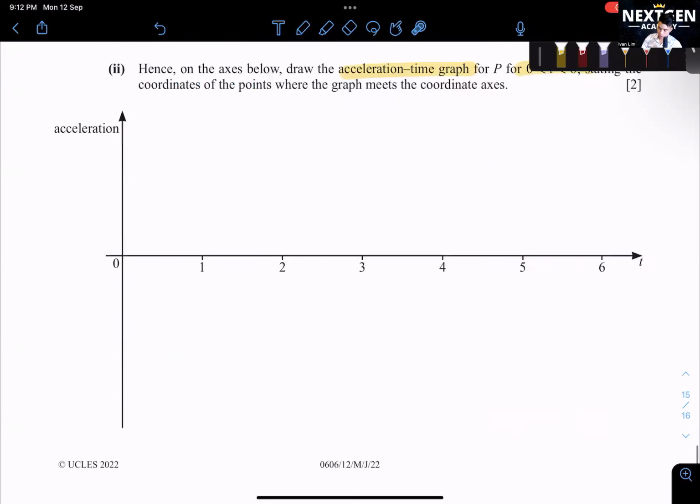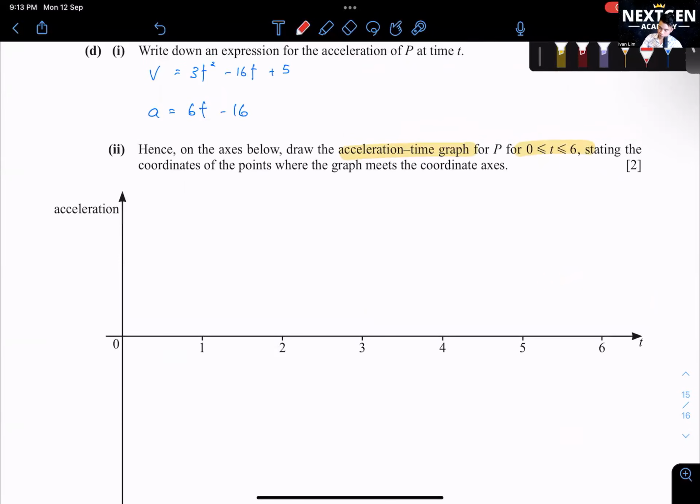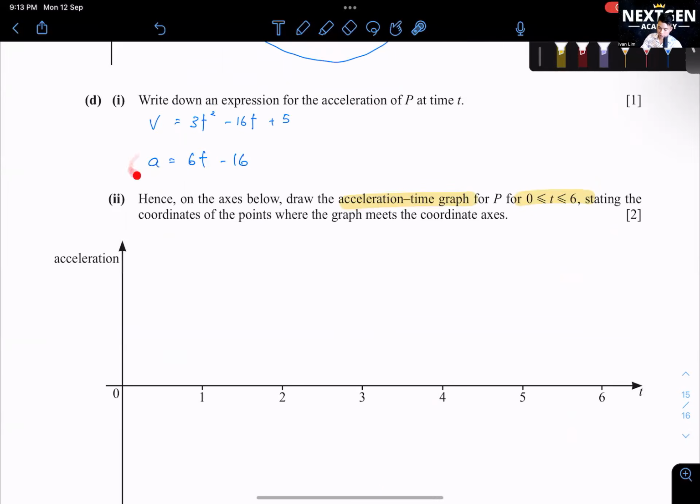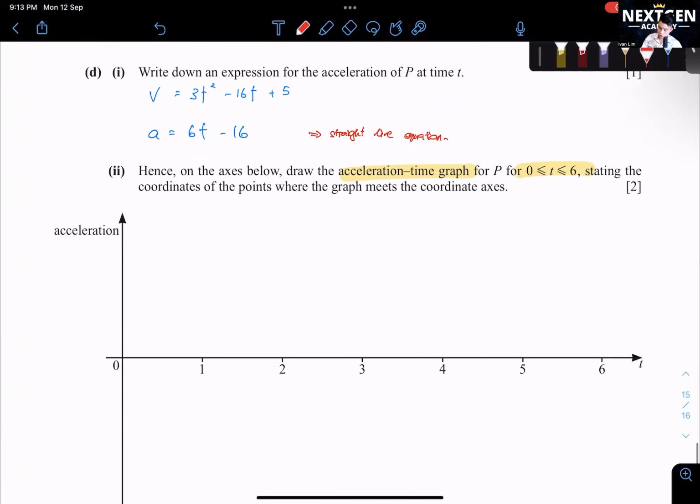Last one. This is what? y equals mx plus c. This is actually a straight line equation. So since it's a straight line equation, what do I need to find? I need to determine whether it's going up or going down. The shape, this one, going up. So I know shape is going up. What do I need to find? Find your x-intercept, find your y-intercept.